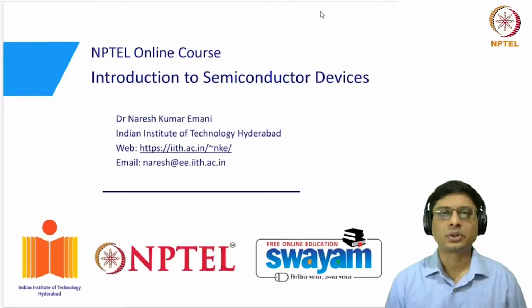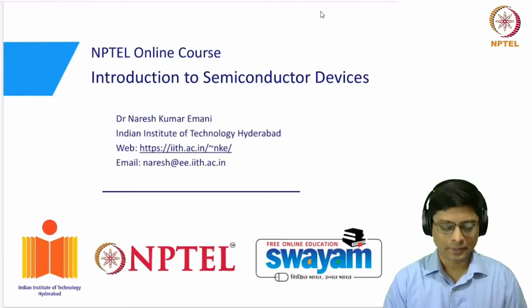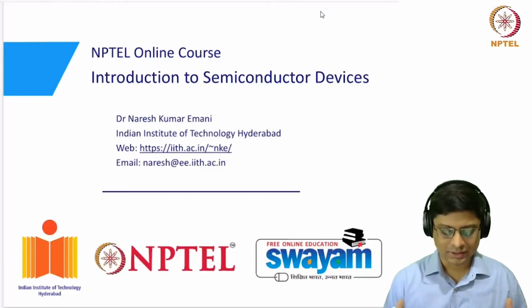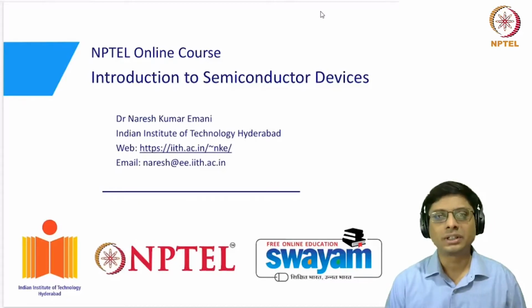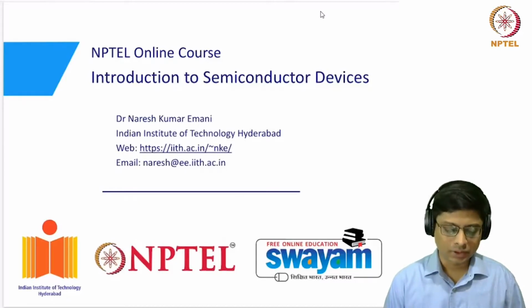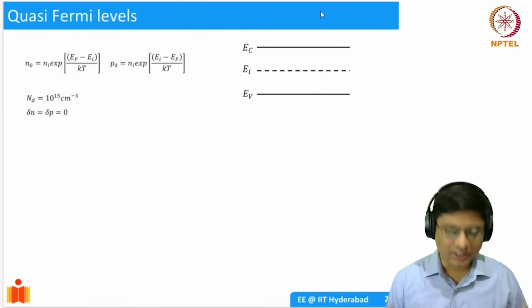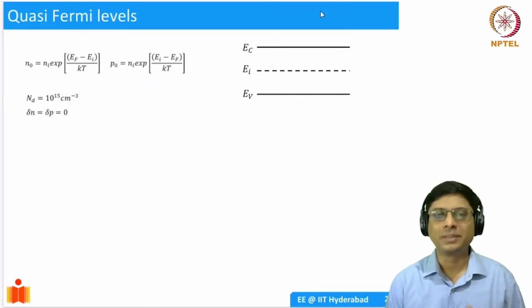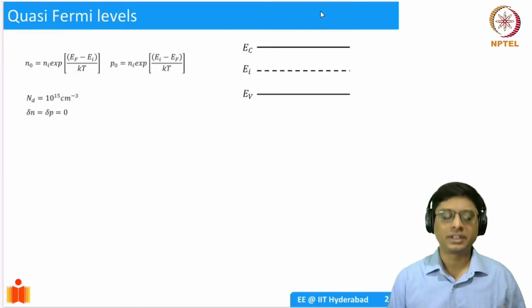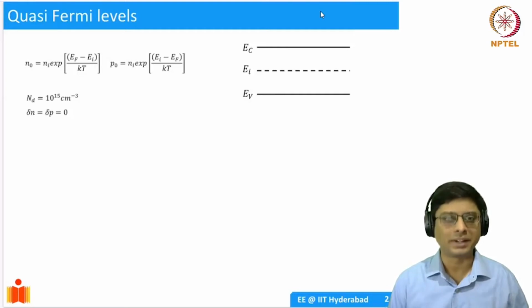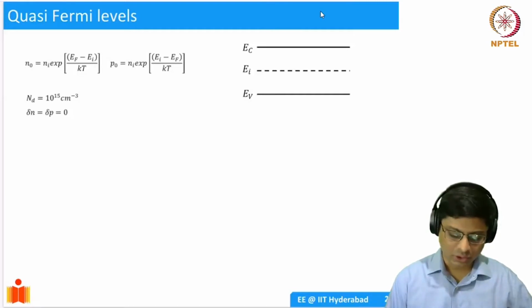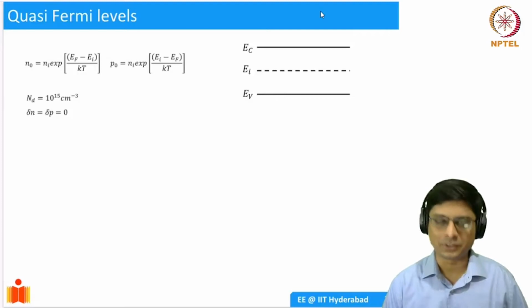In the last lecture, we were talking about non-equilibrium situations in semiconductors. We introduced the concepts of minority carrier diffusion length and minority carrier lifetime. And we said that these two parameters play a very crucial role in the response of semiconductor devices. So today, we will introduce the concept of Quasi Fermi levels. Quasi Fermi levels are very useful tools in representing non-equilibrium situations on a band diagram. As we go along, we will understand what Quasi Fermi levels mean.